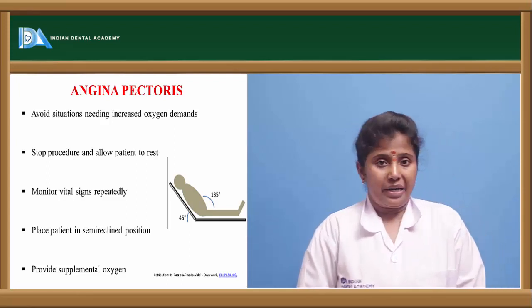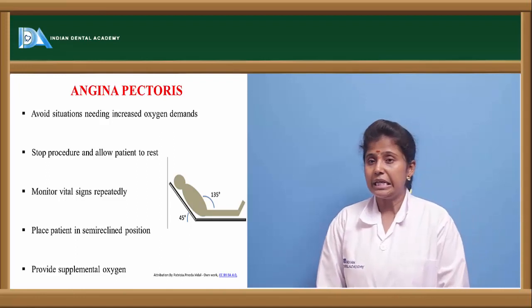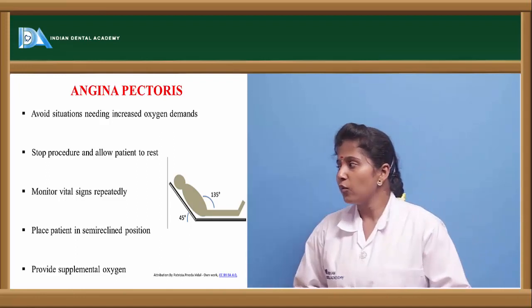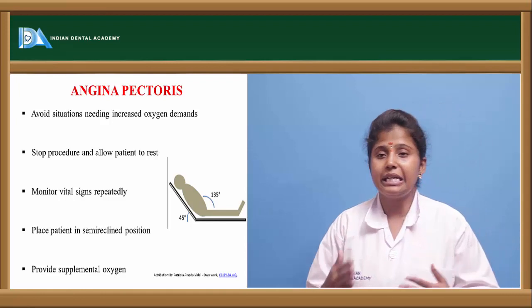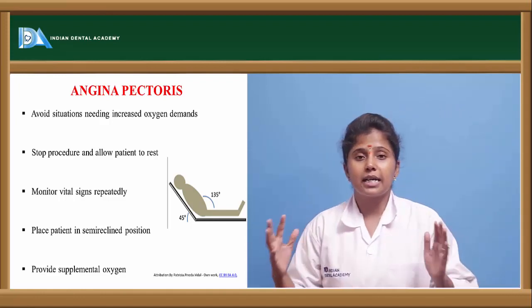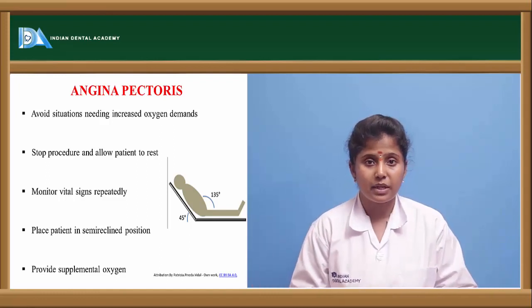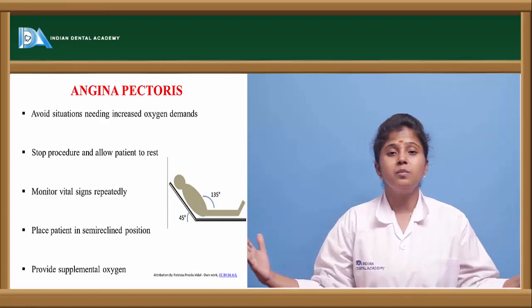The other one is angina pectoris. How can an angina pectoris emergency be treated in the dental office? Here, avoid situations needing increased oxygen demand. If a person is suffering from angina, then the person should have proper oxygen supply. So his environment should not be restricted.